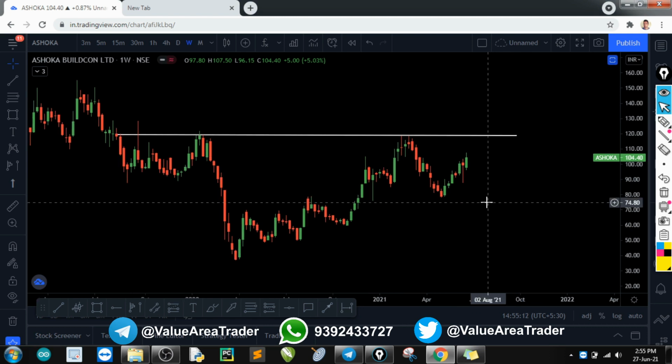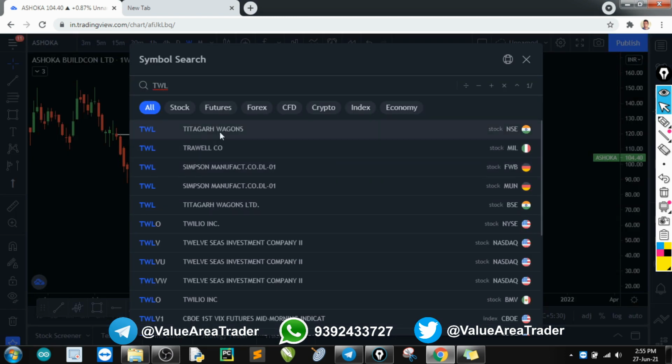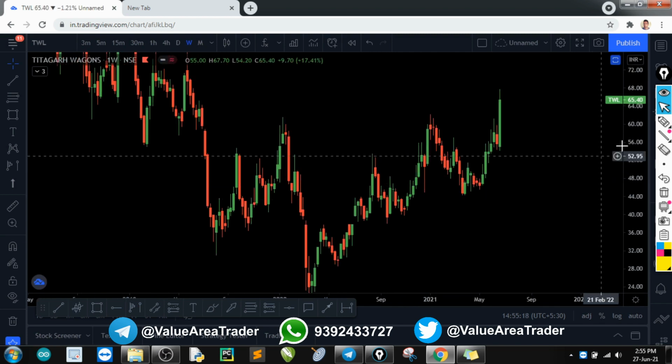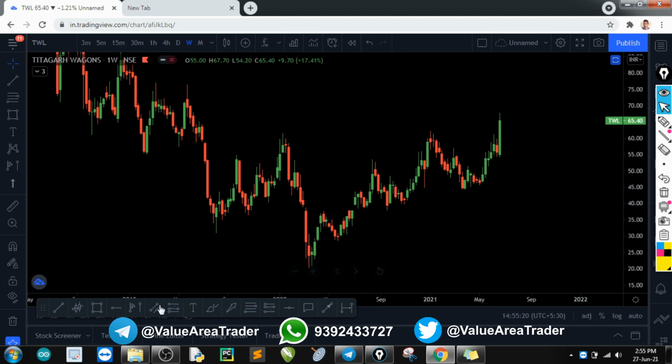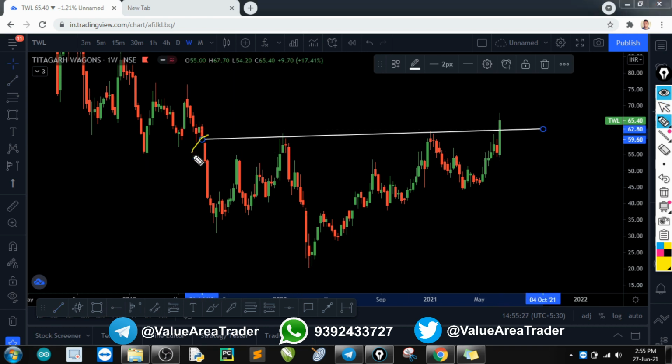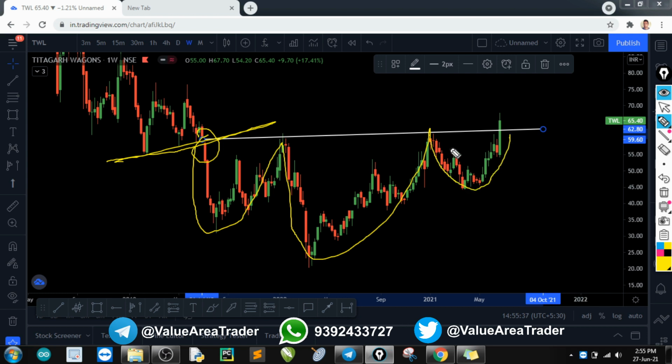Then we have TWL. I didn't share this in Telegram, I suppose. It was a very neat inverted head and shoulder structure. This is the point of break, as you can see. Okay, this is the point of break. Now this is the left shoulder, this is the head, and this is the right shoulder.